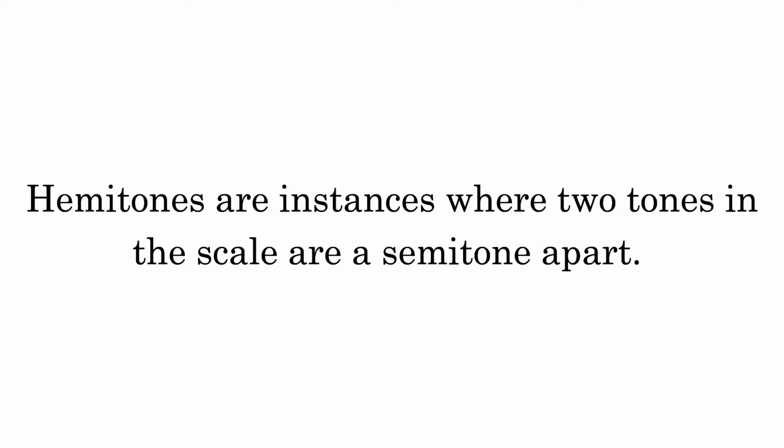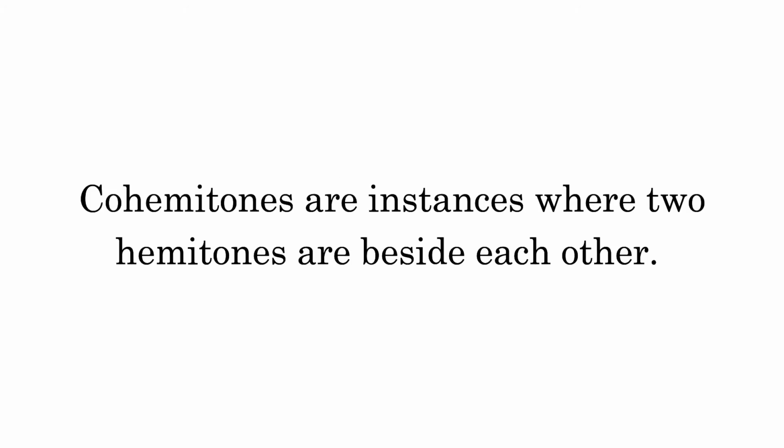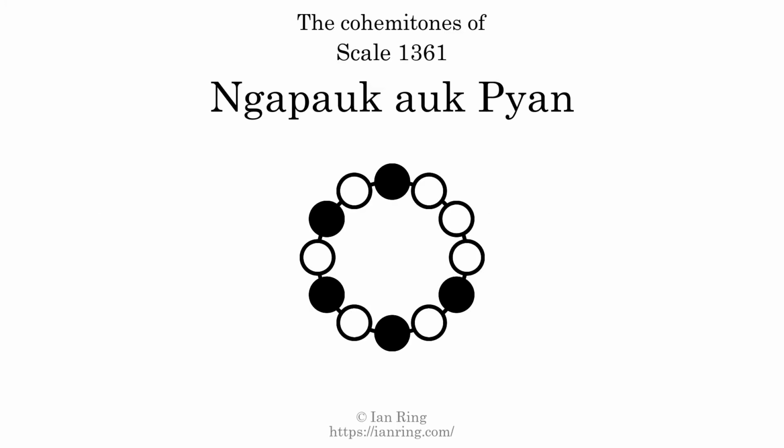Hemitones are instances where 2 tones in the scale are a semitone apart. This scale has no hemitones. Cohemitones are instances where 2 hemitones are beside each other. This scale has no cohemitones.